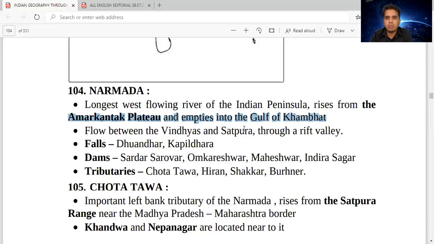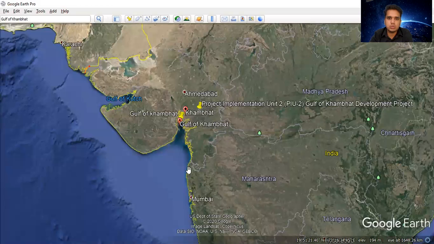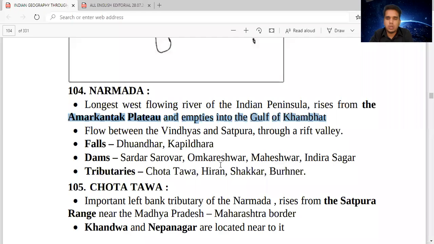So you should see the Gulf of Khambat. Narmada and Tapi both fall in the Gulf of Khambat. They flow between the Vindhyas and Satpura, through a rift valley.